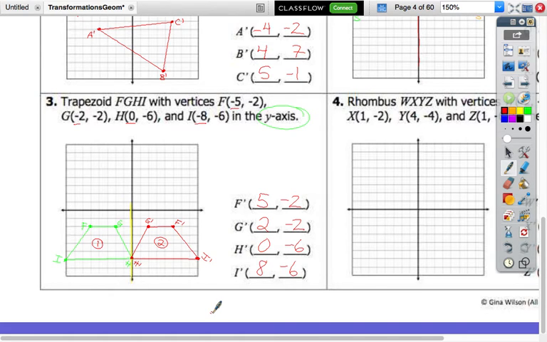Make sure you're exact and precise, and you use your rulers. I don't want to see any crooked lines.